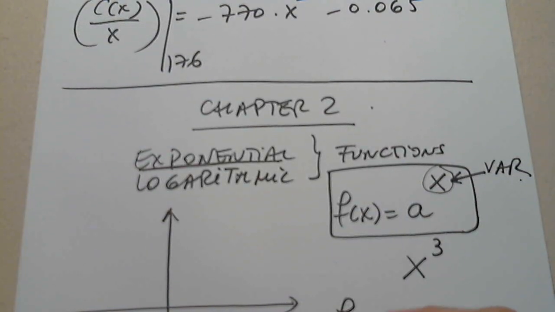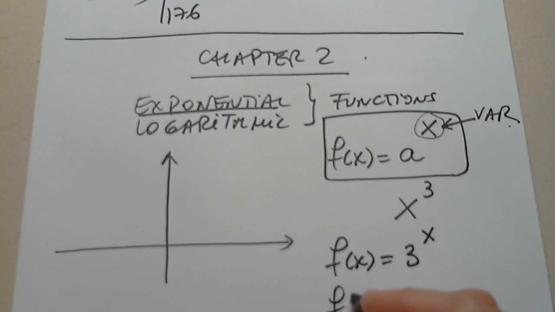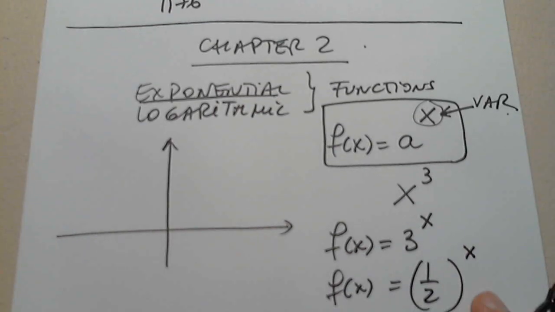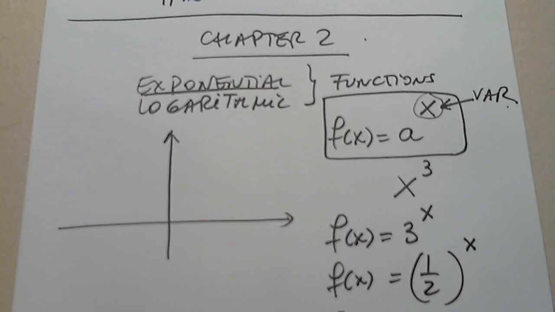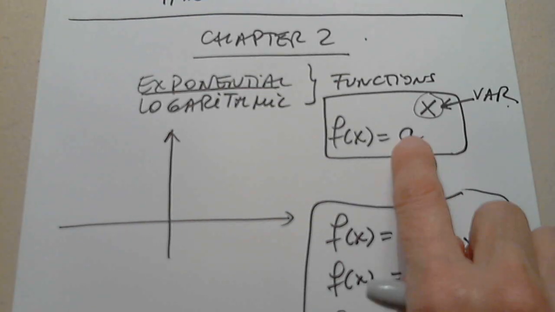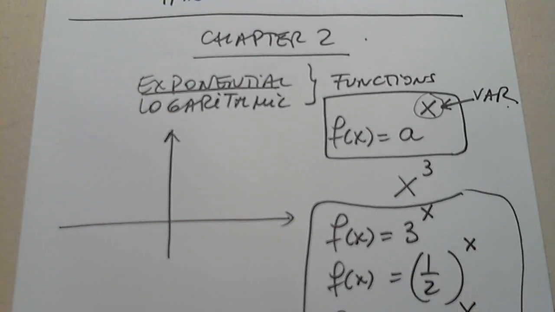As an example, 3 to the x power, 1/2 to the x power, and two very important functions, 10 to the x and e to the x. These are all exponential functions. They have a number as the base, and the variable is the exponent.